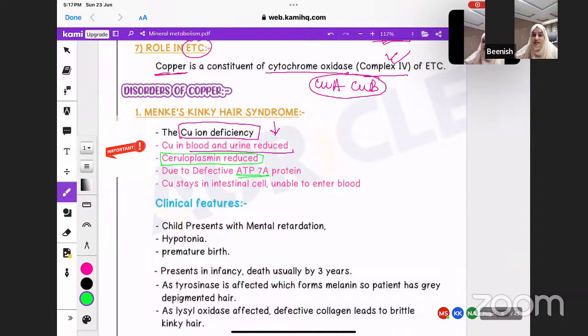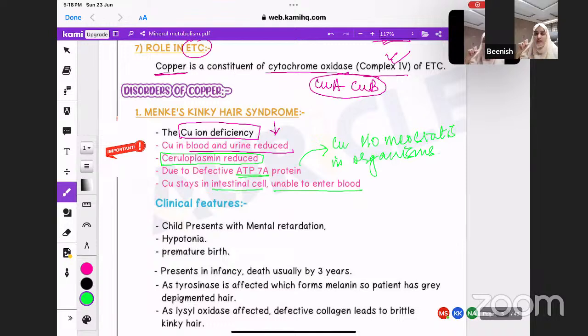Now your ATP7A protein is basically involved in copper homeostasis in organisms. So copper stays in the intestinal cell, unable to enter the blood. So what is happening is, in this disease, your ATP7A gene is defective, which causes defective ATP7A proteins.